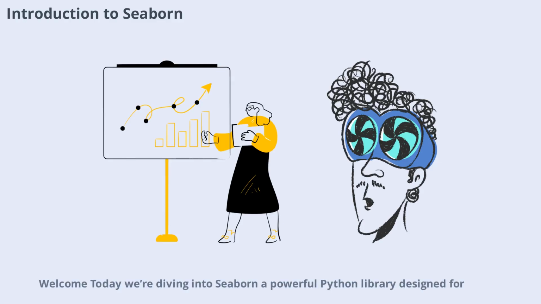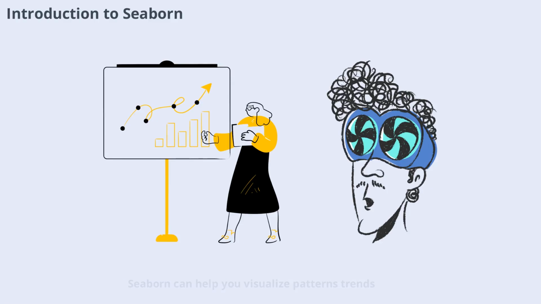Today we're diving into Seaborn, a powerful Python library designed for creating beautiful and informative statistical plots. If you've ever struggled to make sense of raw data, Seaborn can help you visualize patterns, trends, and relationships with just a few lines of code. Whether you're a beginner or an experienced data analyst, understanding Seaborn's capabilities will make your data exploration much more effective. In this video, we'll walk through the basics, explore key plot types, and see how Seaborn can turn numbers into insights. Let's get started by understanding what makes Seaborn unique.